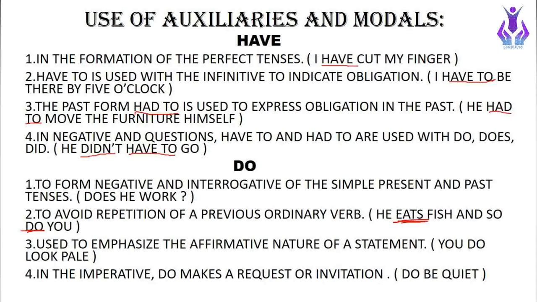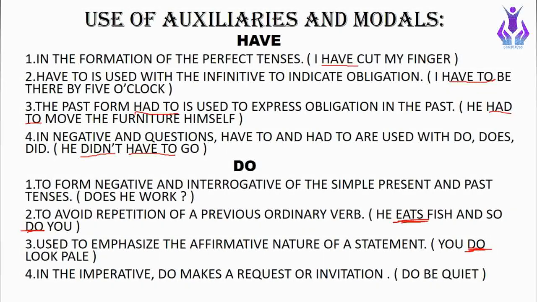The next one is used to emphasize the affirmative nature of a statement. Do is also used to emphasize the affirmative nature of a statement. We can see it in: you do look pale. Here it is emphasizing the affirmative sentence. You look pale is a simple sentence, but when we put do along with it, you do look pale, we are emphasizing our statement.